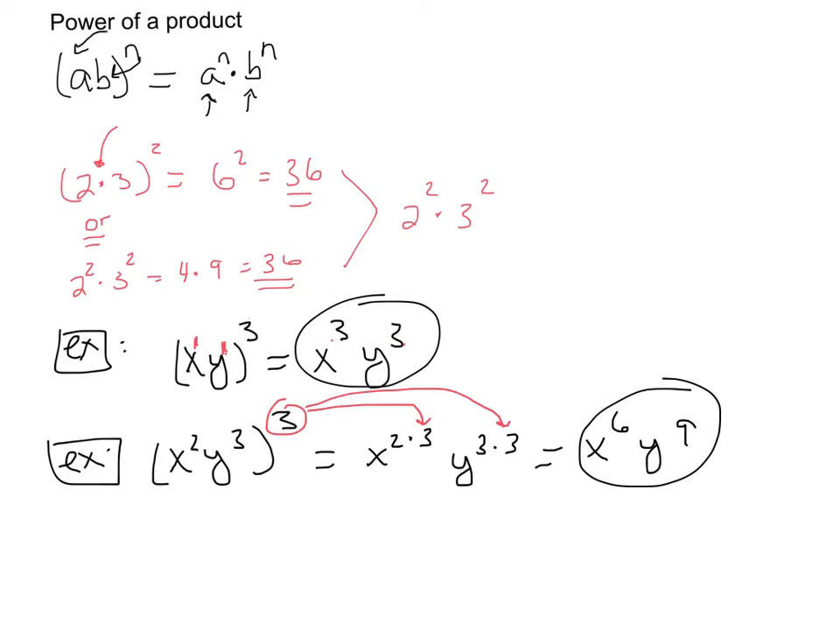Okay, we'll do one more example here real quick. Let's say we have 3 terms. Okay, same process, just a couple extra terms. So let's say I had x to the 4th, y to the 3rd, z to the 7th, all squared.